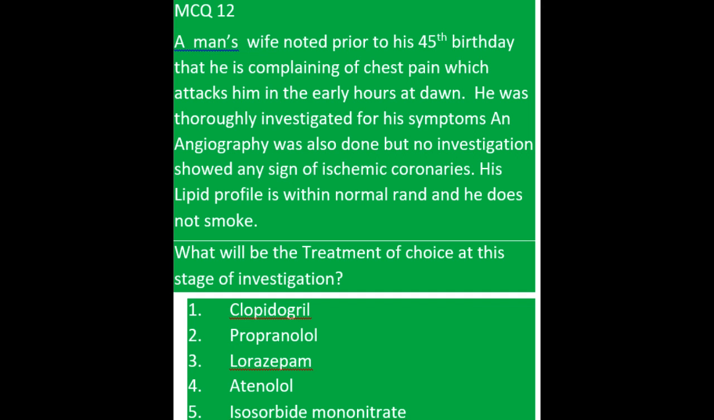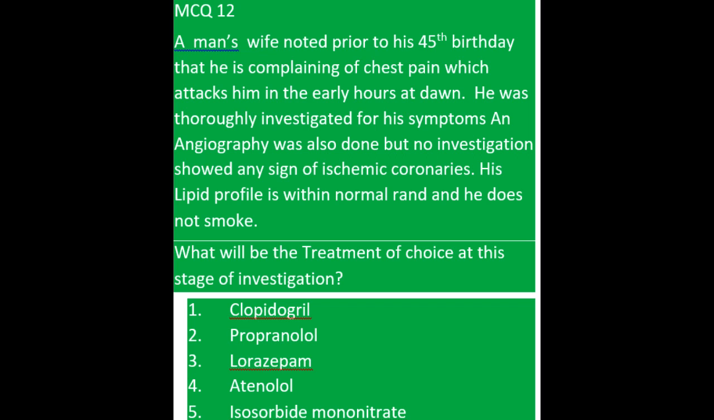MCQ 12. A man's wife noted, prior to his 45th birthday, that he is complaining of chest pain which attacks him in the early hours at dawn. He was thoroughly investigated for his symptoms and angiography was also done, but no investigation showed any sign of ischemic coronaries. His lipid profile is within normal range and he does not smoke. What will be the treatment of choice at this stage of investigation?